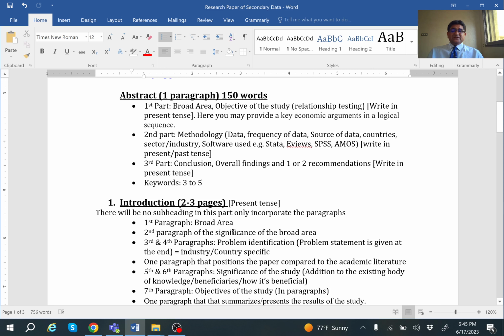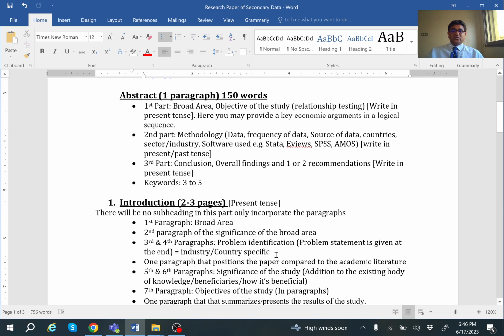So what we need to do here is start from the discussion of the broad area, what your topic is dealing with, and explain the major aspects in one paragraph. Then we need to explain why this topic is important for today's era, the importance of your broad area, how it's going to contribute, and how this topic is important in today's era.